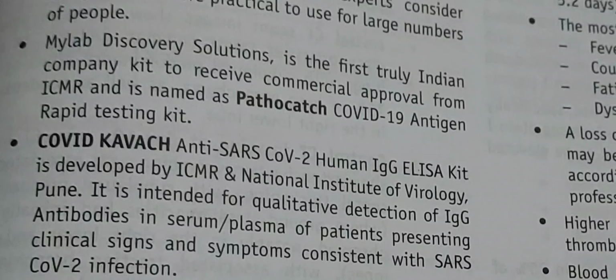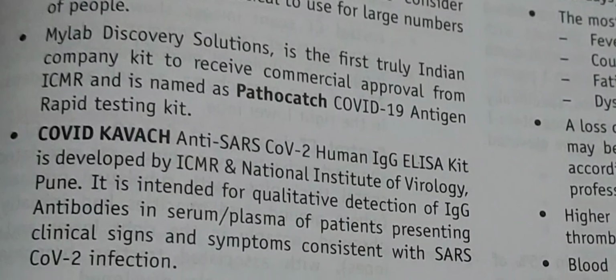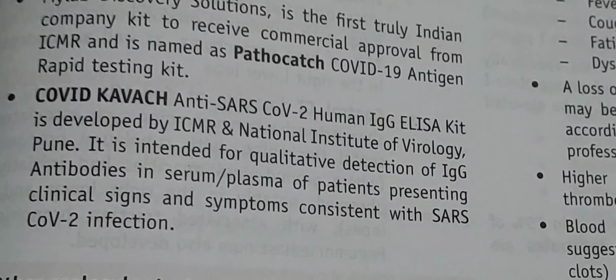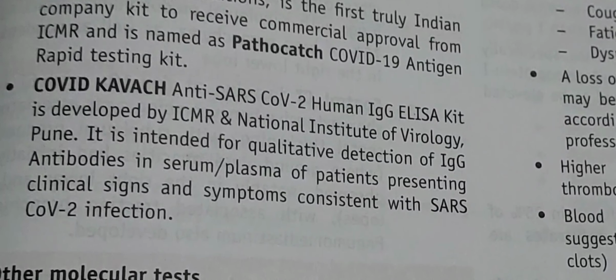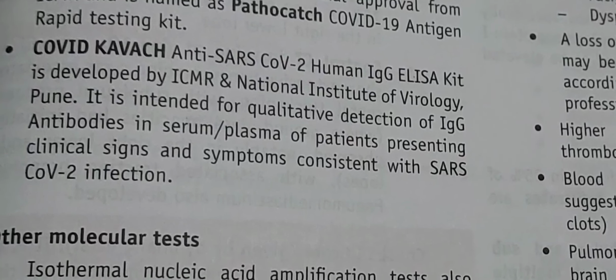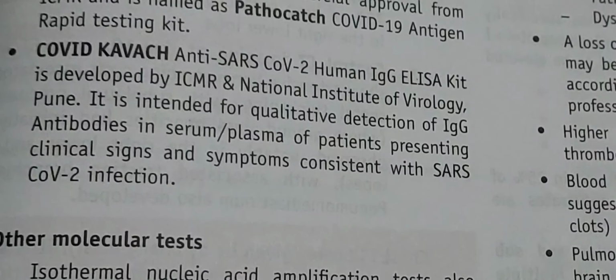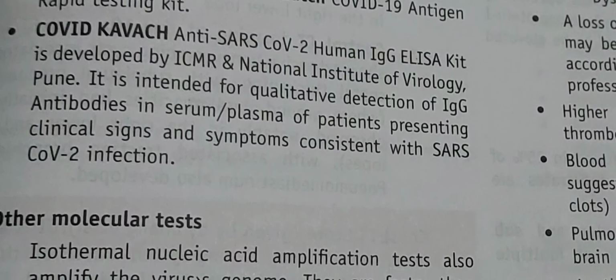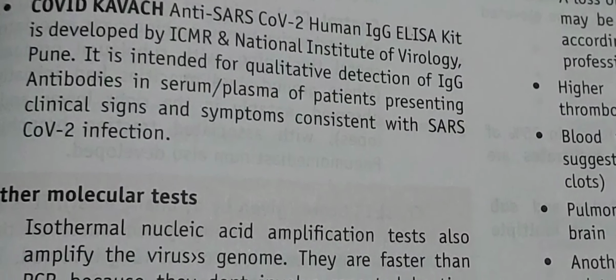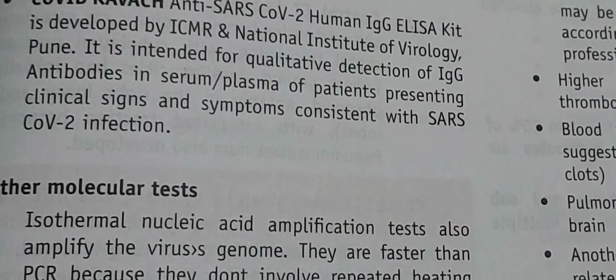Mylab Discovery Solutions is the first truly Indian company to receive commercial approval from ICMR for its kit, named PathoCatch COVID-19 Antigen Rapid Testing Kit. Then there is the COVID Kavach Anti SARS-CoV-2 Human IgG ELISA Kit developed by ICMR and the National Institute of Virology. It's intended for qualitative detection of IgG antibodies in patients presenting clinical signs and symptoms.